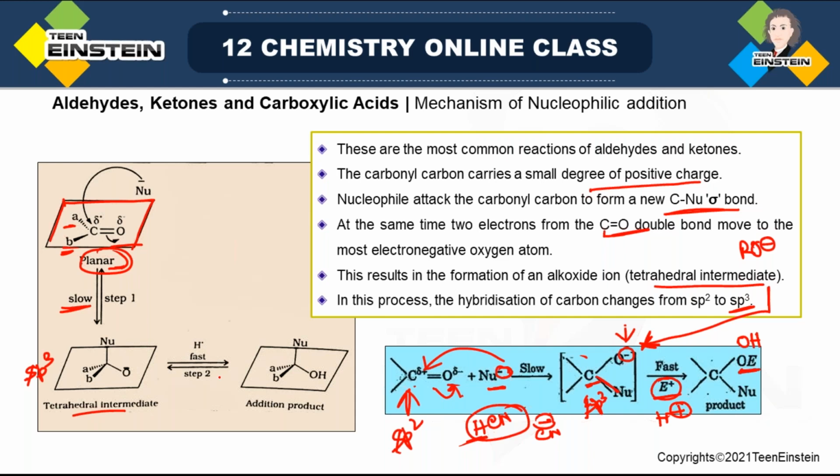In the next stage, H plus, which is the analog of this E plus here, you can also write E plus, will be attached to this O minus. So it will be OH or OE. So this is the final addition product, where the carbon is actually sp3 hybridized. Fine. So this is the common mechanism that will be applicable for all the reactions that we are going to discuss.